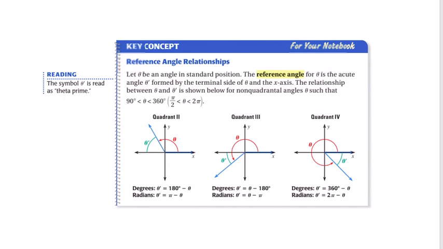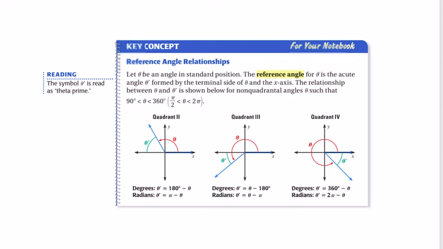Alright, reference angles. So a reference angle is just an angle that's going to allow us to draw that smaller triangle instead of having to use a larger theta or a larger angle. The reference angle is going to be an angle between 0 degrees and 90 degrees, or 0 radians and pi over 2 radians. So it's going to be an acute angle that we can use to draw a triangle.